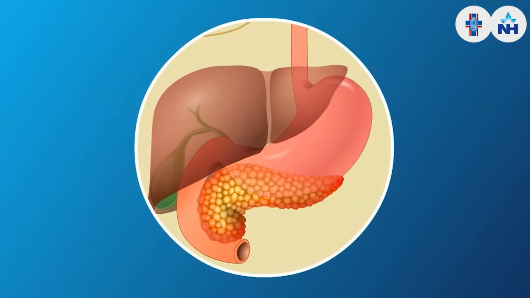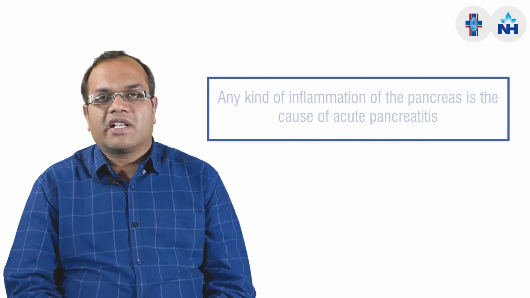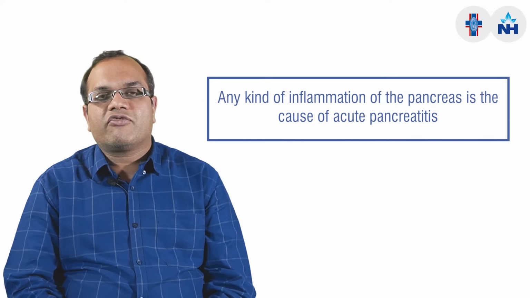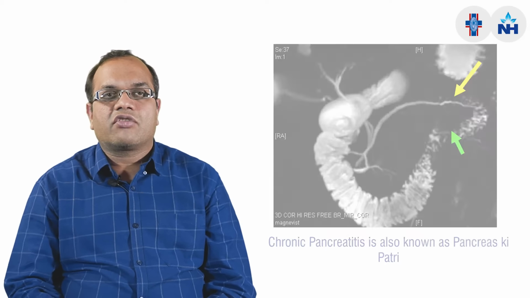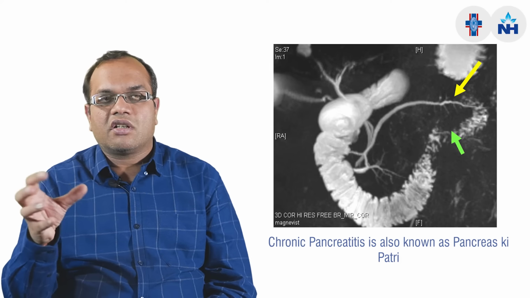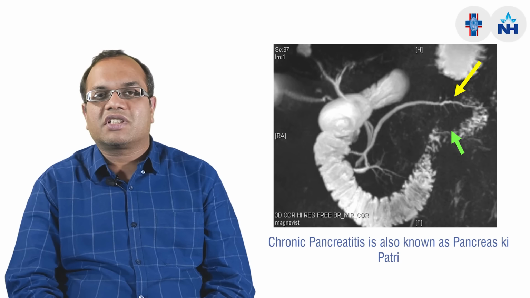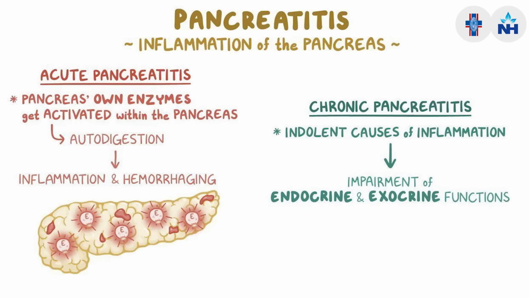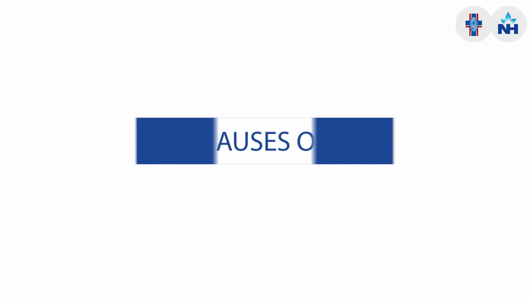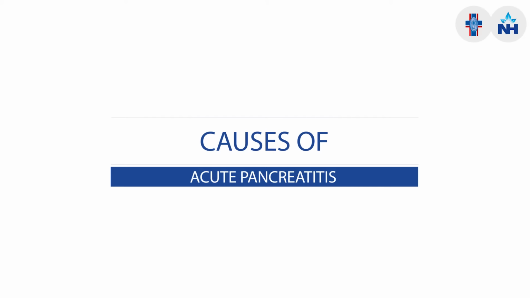So any inflammation affecting this pancreas is the cause of acute pancreatitis, which means that any inflammation of the pancreas will be called acute pancreatitis. We have chronic pancreatitis also, which in common terms is called pancreas ki pathri. We are not discussing that. We are into acute pancreatitis. So what are the causes of acute pancreatitis?